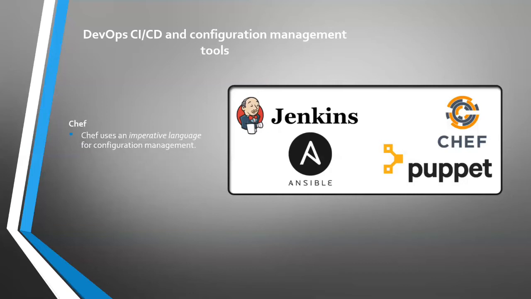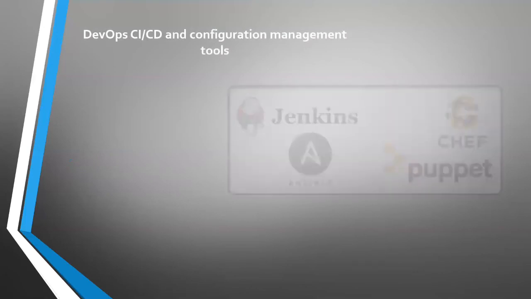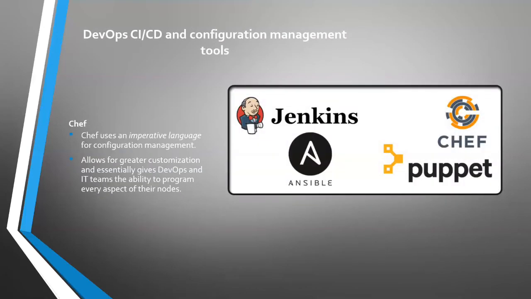Chef uses an imperative language for configuration management. This allows for greater customization and essentially gives DevOps and IT teams the ability to program every aspect of their nodes. However, the ability to customize too much can lead to highly complex, unnecessary procedures and tech debt. Chef is a more friendly configuration management and CI/CD tool for developers but can often be hard to handle for more traditional IT operations teams.